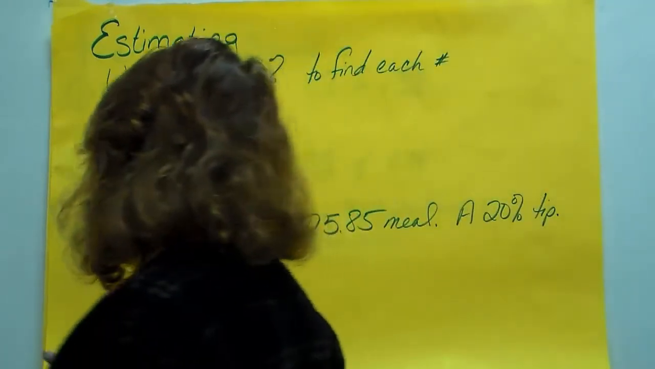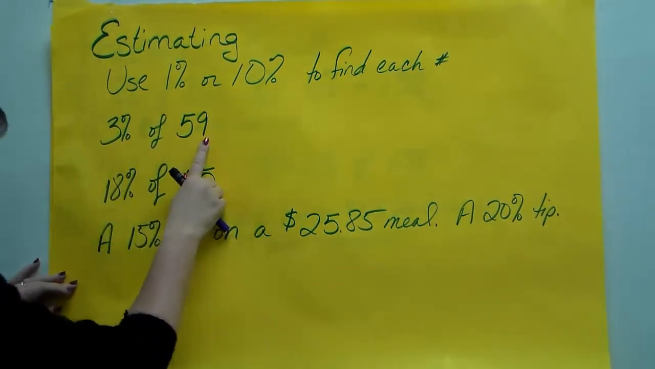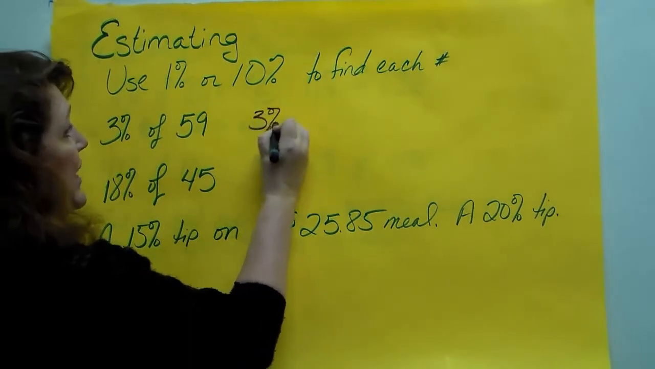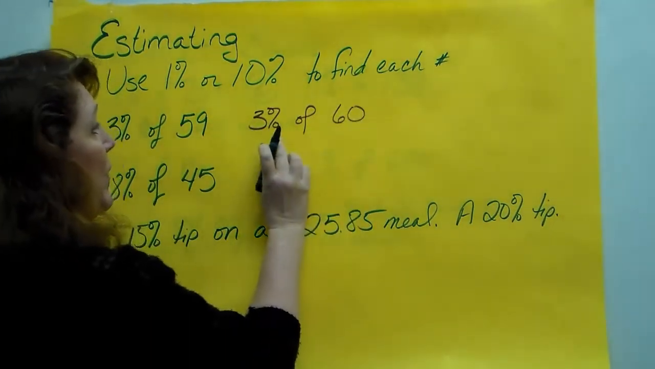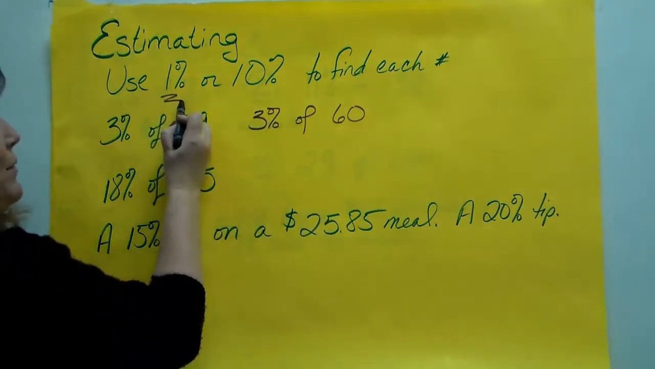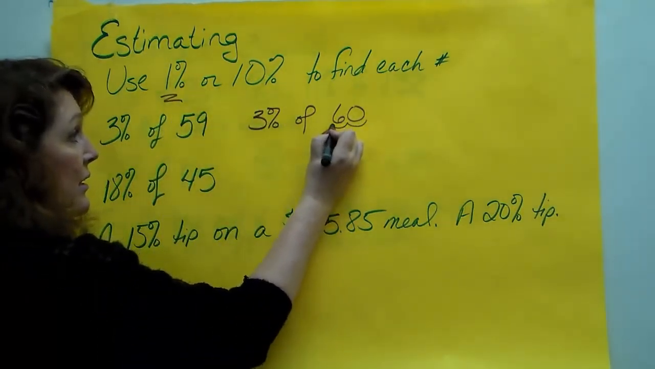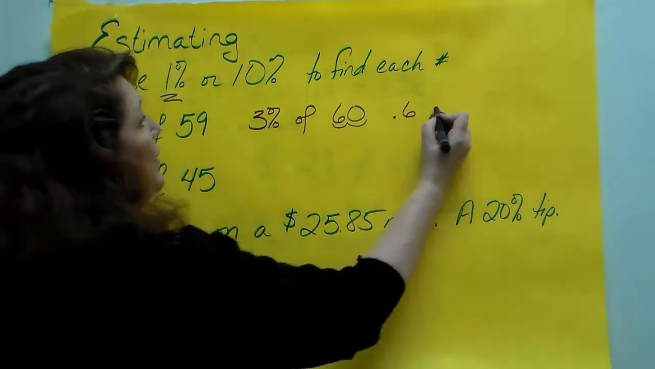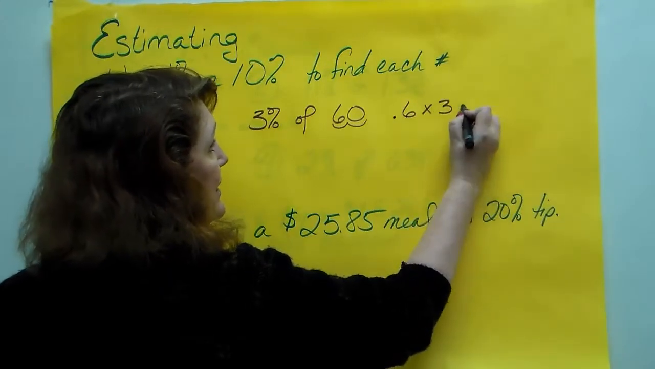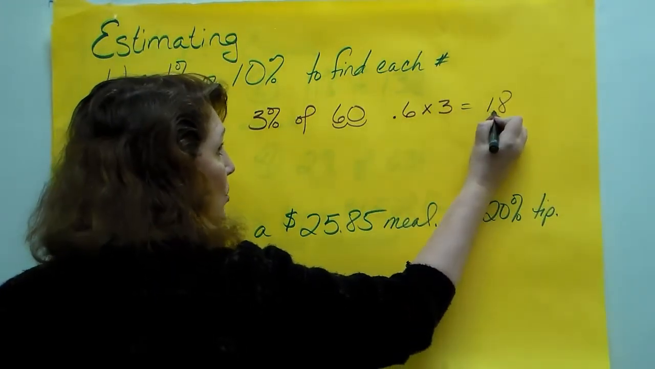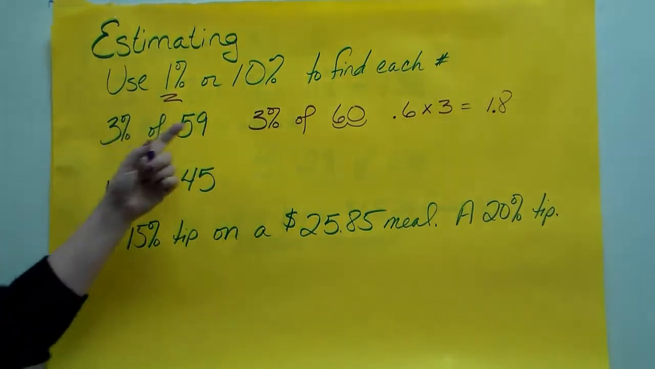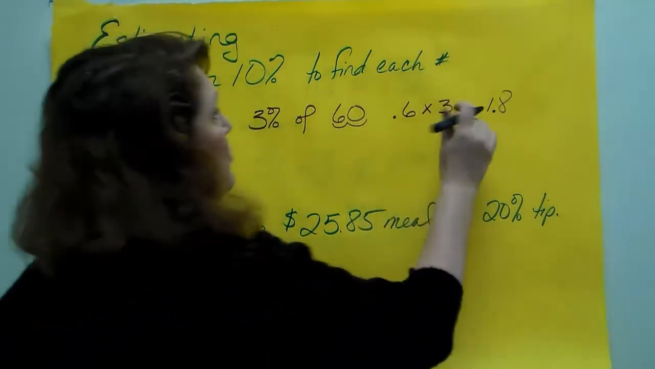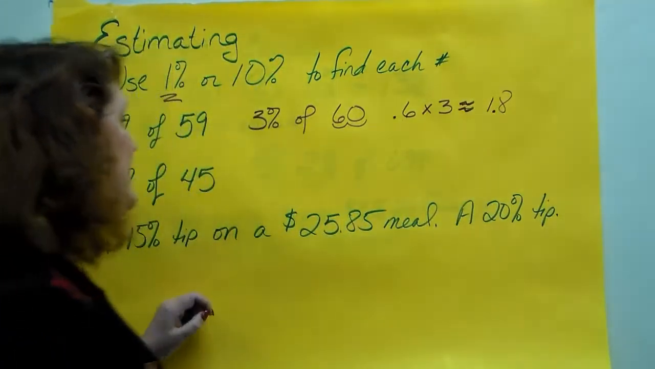So here's some examples. What is 3% of 59? Well, we're going to estimate that to 60. So we're really looking at 3% of 60. Well, what's 1%? 1% of 60 is 0.6. But I want 3 of them. So what's 0.6 times 3? Well, 6 times 3 is 18 with 1 decimal place. So 3% of 59 is about 1.8. So your answer would really be about 1.8.